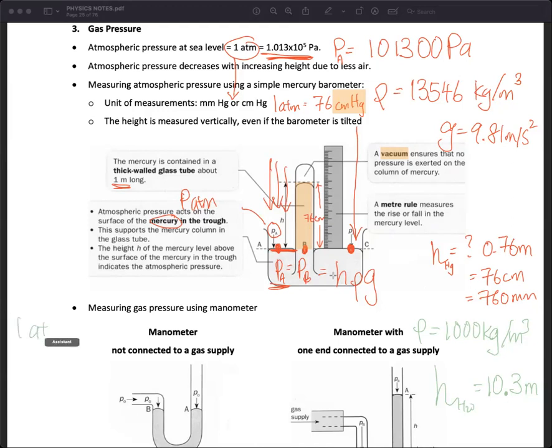So 1 atmospheric pressure is about 76 cm Hg. It's also about the same as 10.3 meters of water. So your test tube needs to be longer than 10 meters just to measure the atmospheric pressure pushing down on you at sea level. It's just like you being 10 meters deep in the water. 10 meters of water above you is similar to all the atmosphere above you.